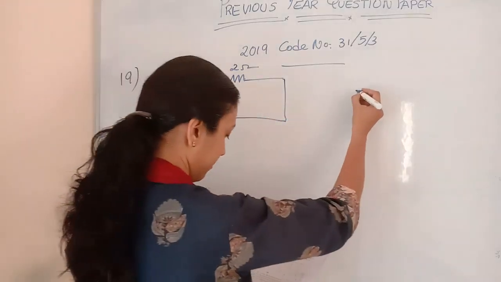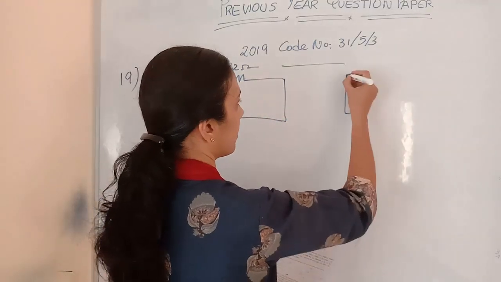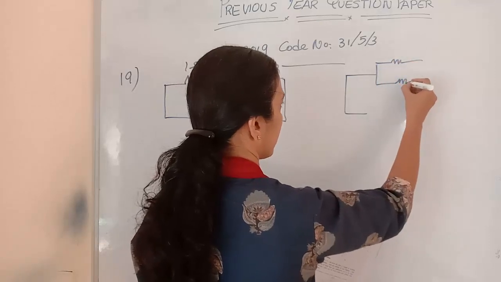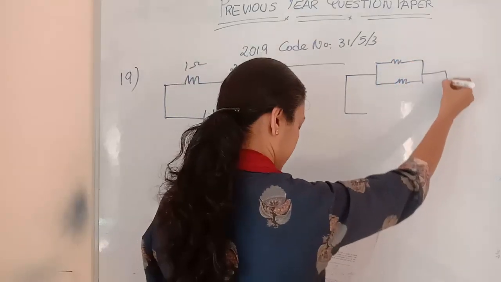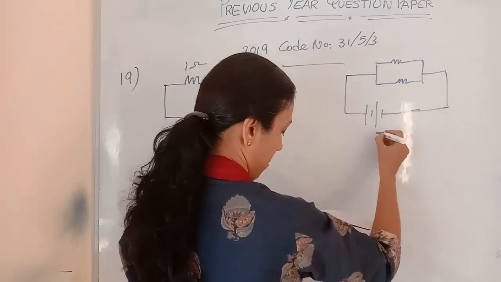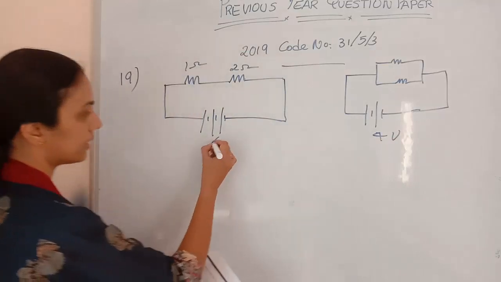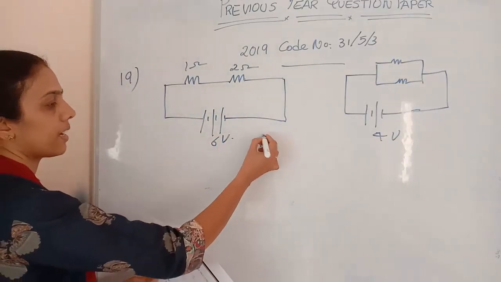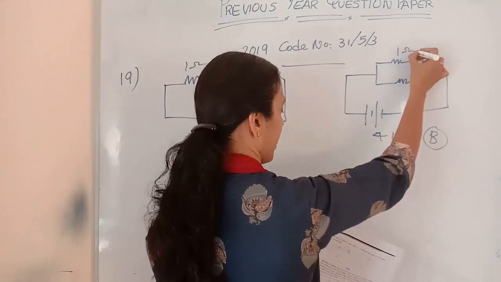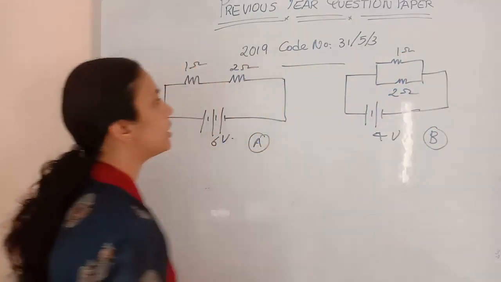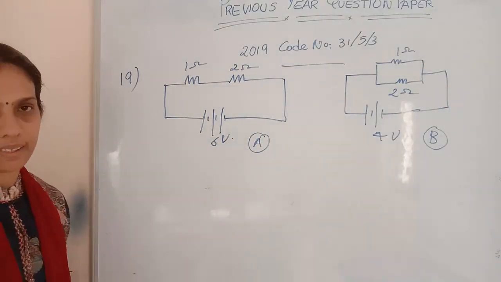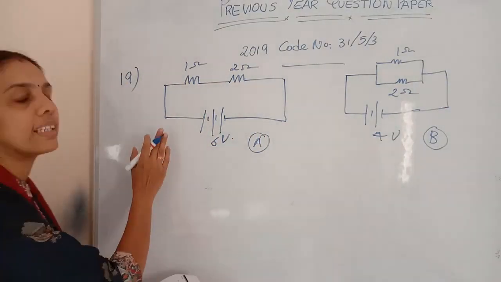Okay, and here it is positive, negative, that is plus 4 volt, and here it is 6 volt. This is A and this is B. Here it is 1 ohm and here it is 2 ohm. So we should find out the power in the 2 ohm resistor. Okay, so this is a series circuit.